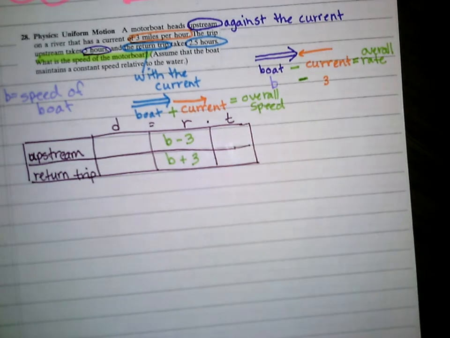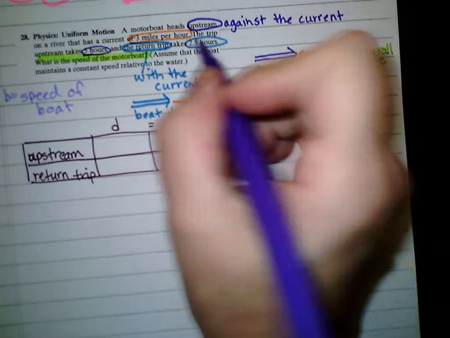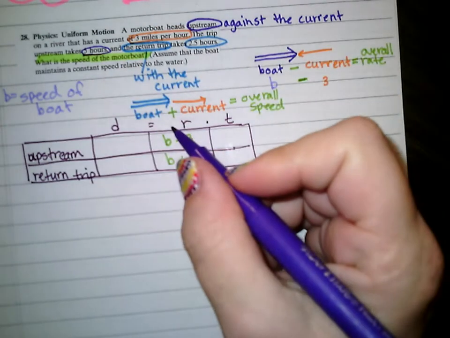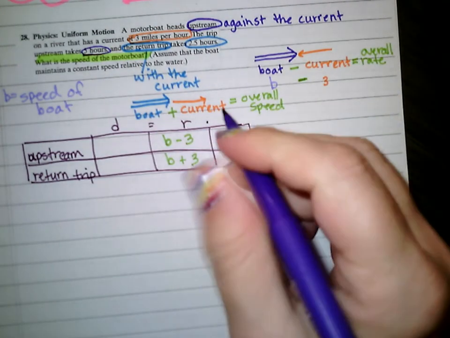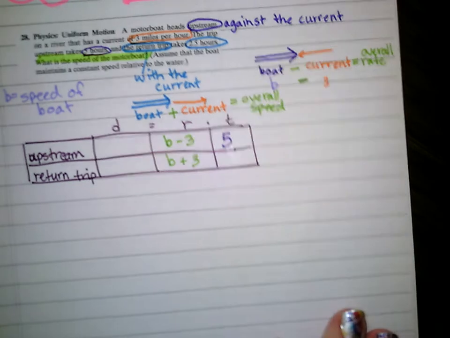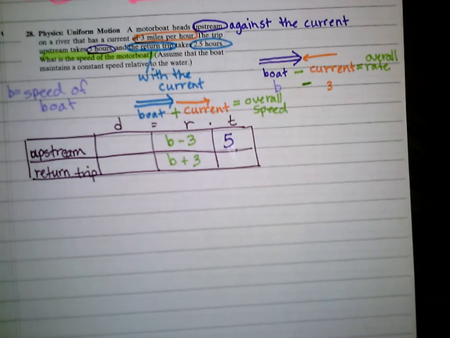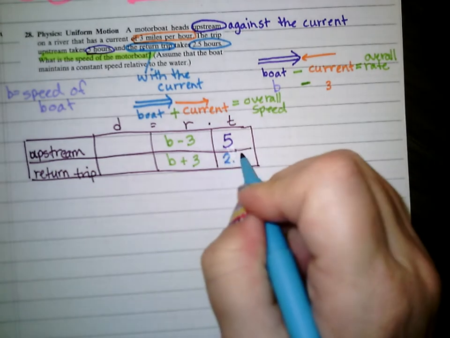Now for time. It says that the upstream trip takes 3 hours. Does it say 3 or 5? I think that says 5. 5 hours. I kind of wrote over it. And the return trip only takes 2.5 hours. So that is 2.5 hours.